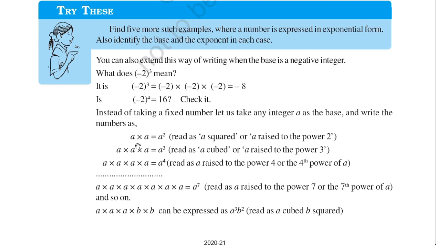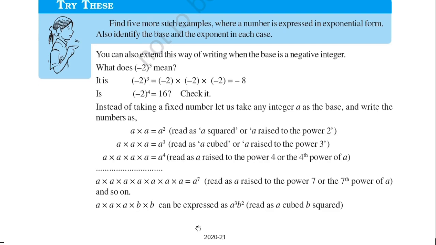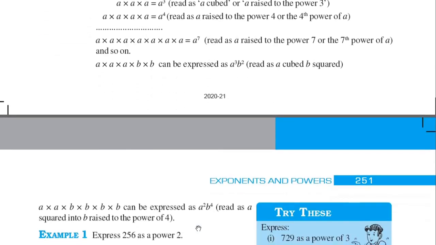So you can see here we are taking a as an integer, and a into a is equal to a square, so it can be read as a square or a raised to the power 2. Here a cube, here a to the power 4, here a to the power 7. Here a into a, b into b, so it will be written as a cube plus a cube into b square. You can see a cube b squared.